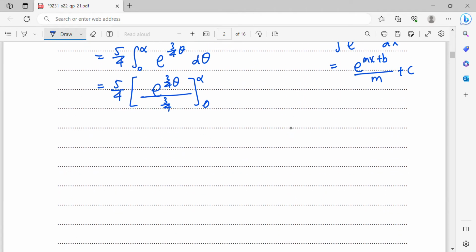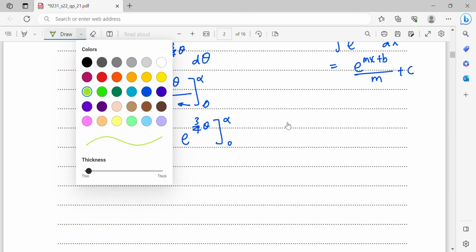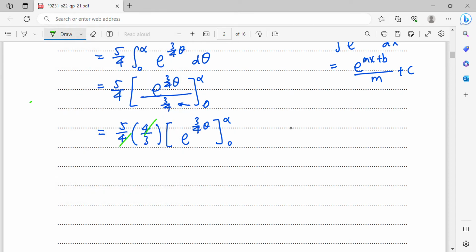Now the denominator 3 over 4, I can move up. When I move up, I switch the numerator and denominator, so it becomes 4 over 3, multiplied by the exponential 3 over 4 theta, where theta is from 0 to alpha. Based on this, I may cancel off the 4, then I will get 5 over 3. Then replace theta by alpha, and I will get e to the 3 over 4 alpha minus e to the 0.